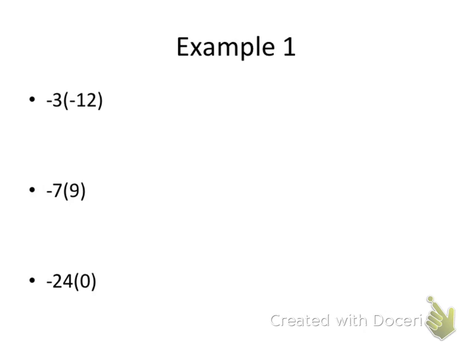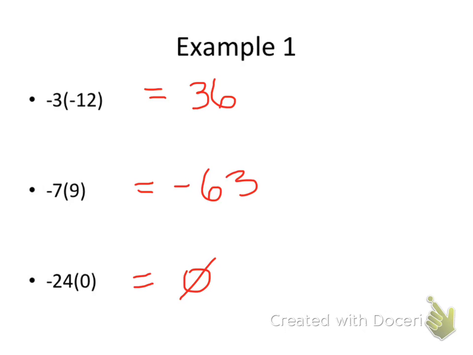Okay, for the first one, when you take a negative 3 times negative 12, your solution would be a positive 36. Because you multiply the numbers and then evaluate the signs. 2 negatives will equal a positive, as well as 2 positives equaling a positive. For the second one, 1 negative and 1 positive will give a negative solution. And the last one, with the zero property, anything times 0 is 0.